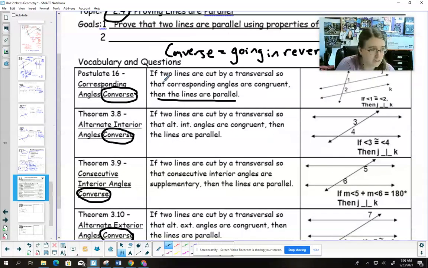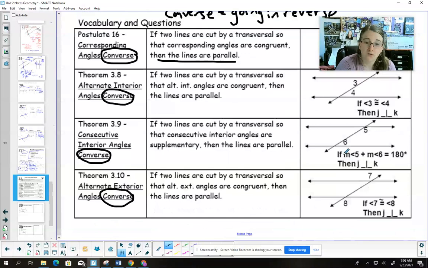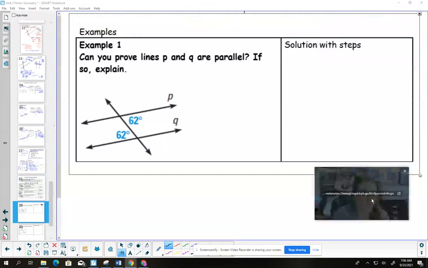But it's still basically the same idea. If corresponding angles are congruent, then yeah, those lines are going to be parallel. If alternate interior angles are congruent, then the lines are going to be parallel. So forth and so on. Consecutive interiors add to 180, sweet, the lines are parallel. Once more, the only difference here is that before we started with the lines are parallel, and now we're ending with the lines are parallel, and that's why we use what's called the Converse Theorem, going in reverse.